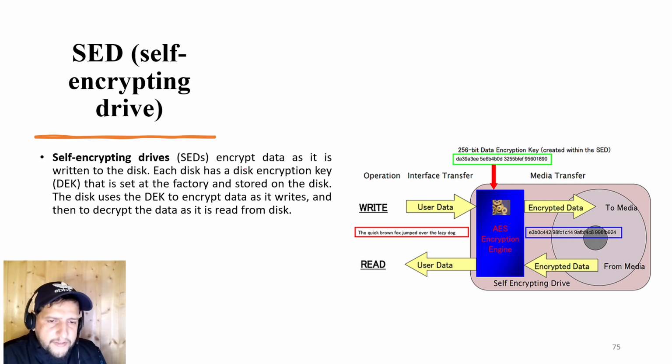SED is a self-encrypting drive which encrypts data as it is written on the disk. Each disk has a disk encryption key that is set at the factory and is stored on the disk. So the disk uses the key to encrypt data as it writes and then decrypts the data as it reads from the disk.